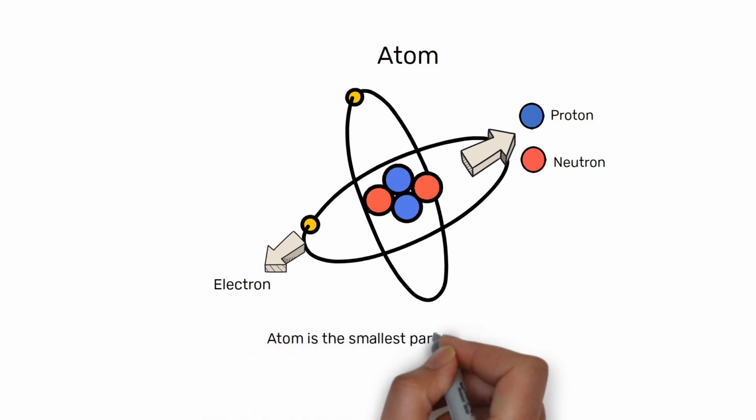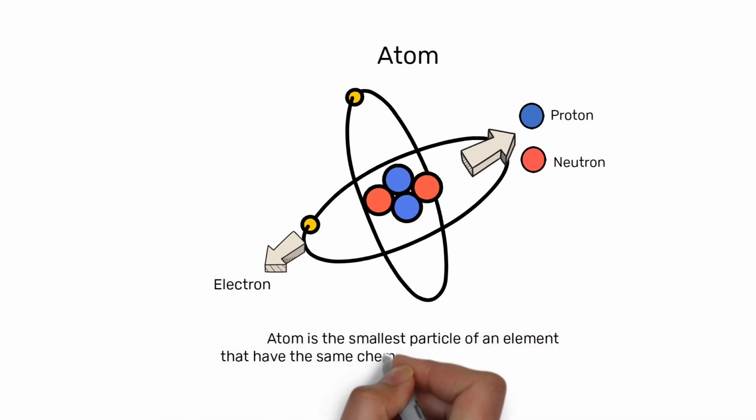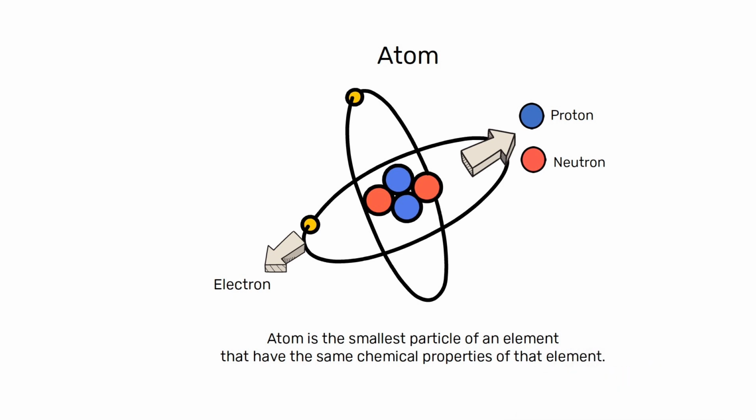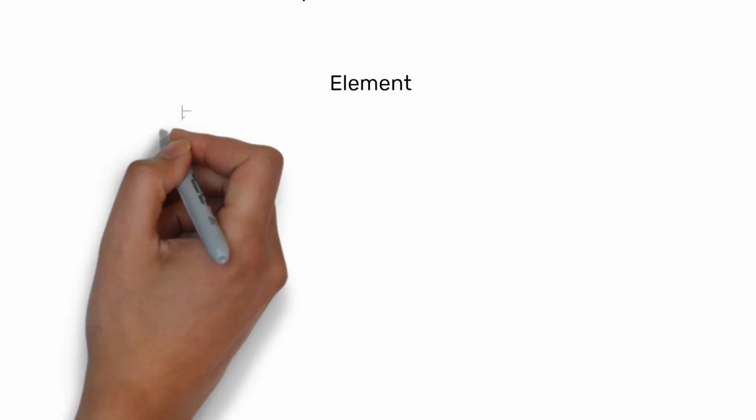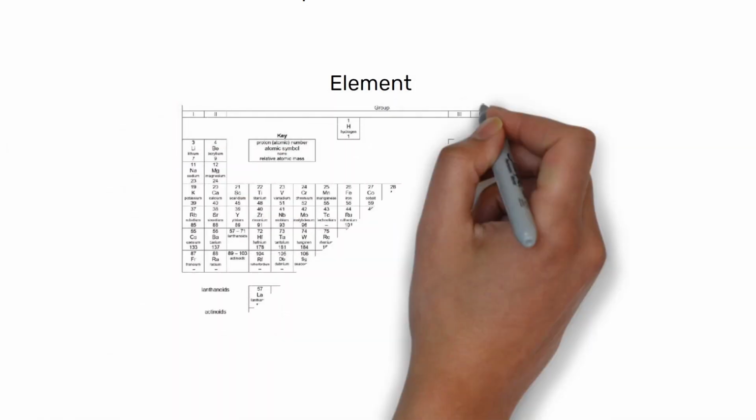An atom is the smallest particle of an element that has the same chemical properties as the element. So now let us take a look at the keywords here: smallest particle, element, same chemical properties of that element. So element, yes, you are right, it can be found in the periodic table.